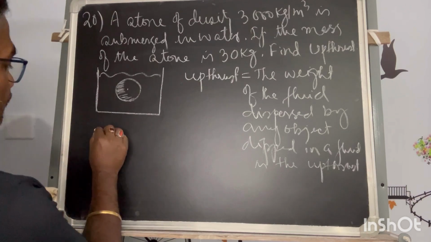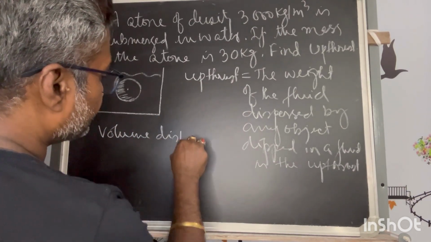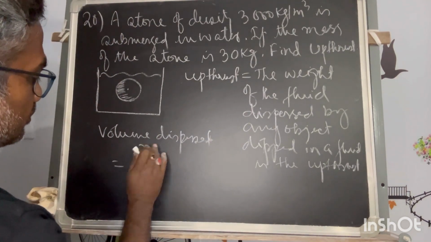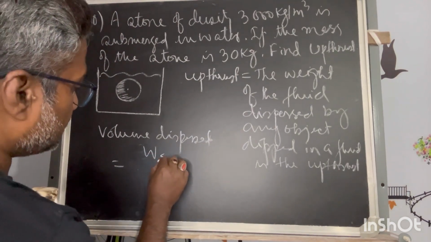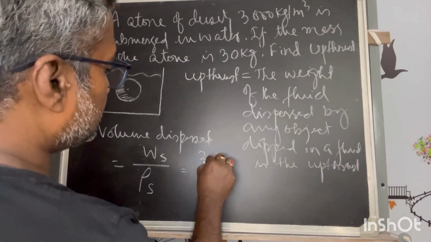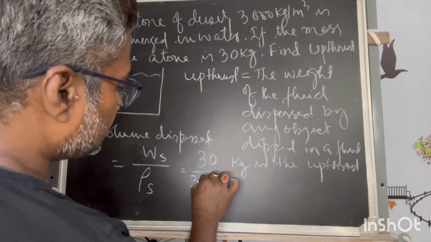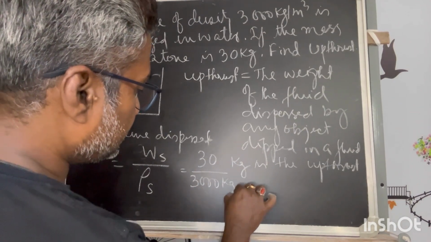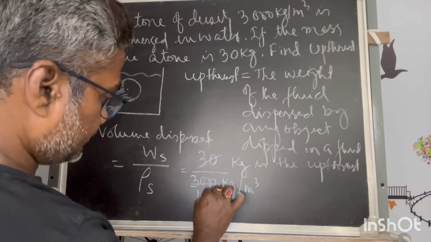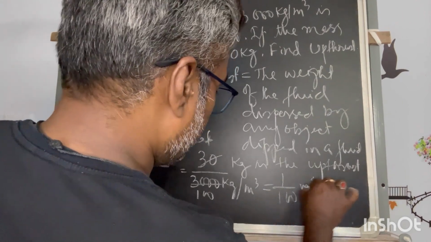So what would be the volume displaced, which is nothing but the mass of the solid divided by the density of the solid. So the mass of the solid is 30 kg and the density is 3000 kg per meter cube. So this is nothing but 1 by 100 meter cube of volume.